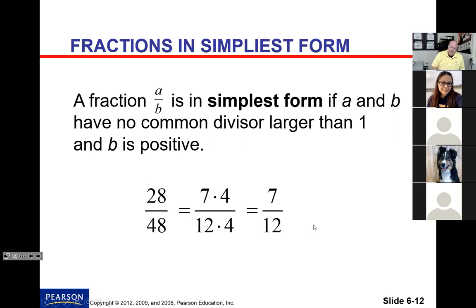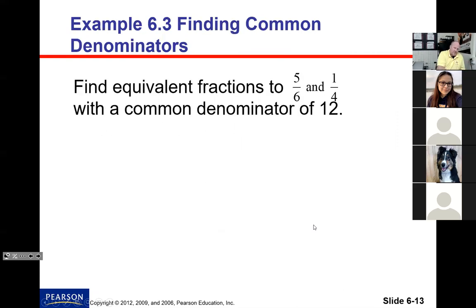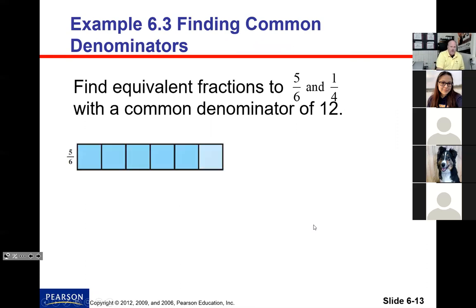Okay, so fractions in simplest form, you can do it algebraically or mathematically like this, but you can also do it with pictures. So for instance, find the equivalent fractions to 5/6 and 1/4. Okay, so here's 5 over 6. You can see it's broken down into 6 subsets, and we've highlighted 5 of them, right? So that's 5 over 6.